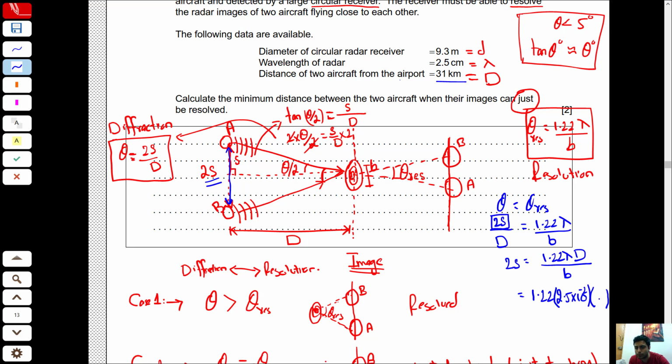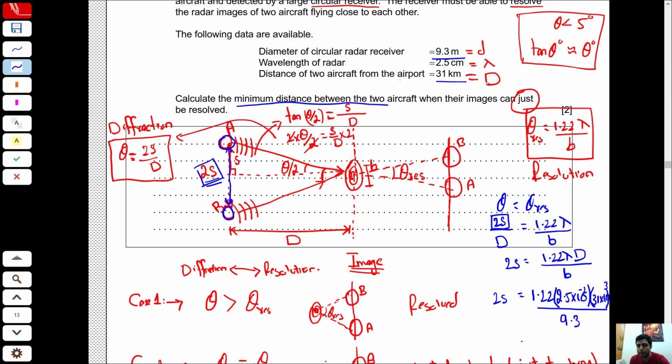So I'm going to write it here. It's 31 kilometer. Kilometer is 10 to the power 3, so 31 times 10 to the power of 3 converts kilometer into meter. Divided by b, the aperture diameter, which is 9.3 meter. It's already in meter. So 9.3. That will give us 2s, the distance between the two aircraft. So the minimum distance between the two aircraft is 2s.